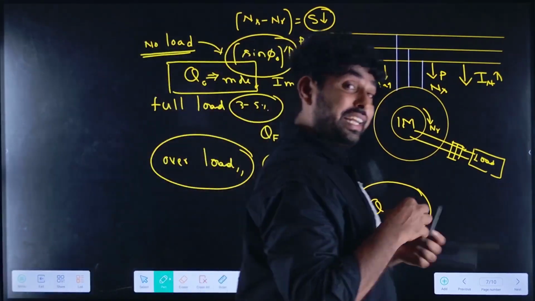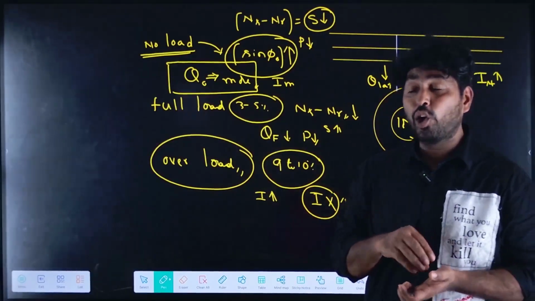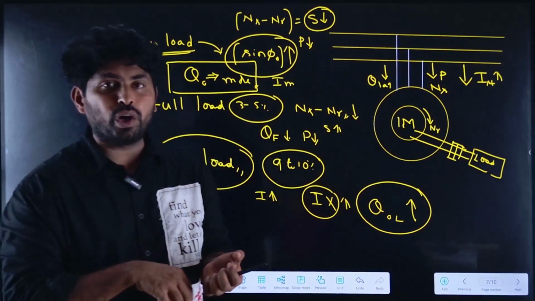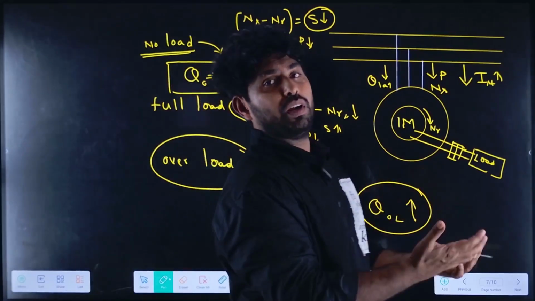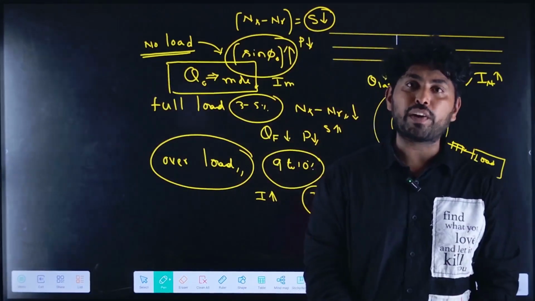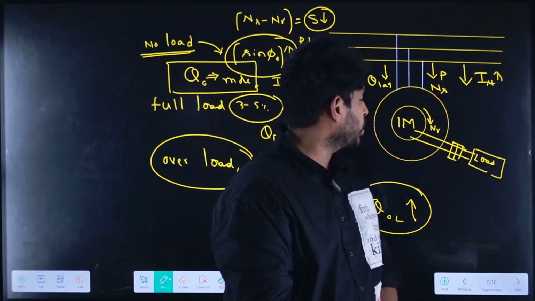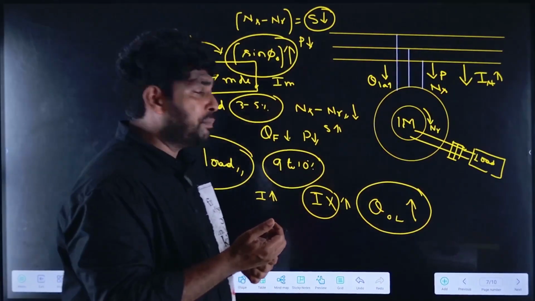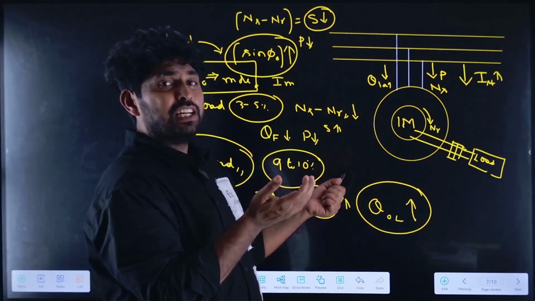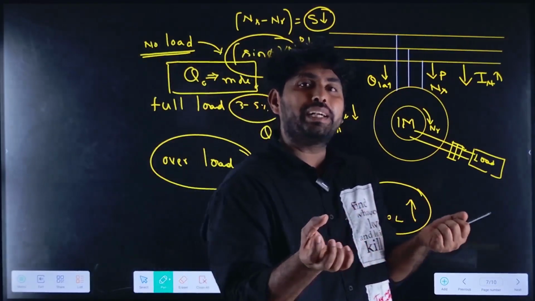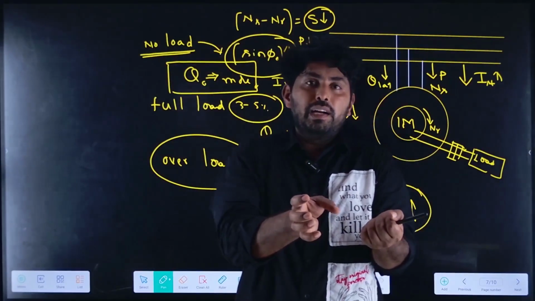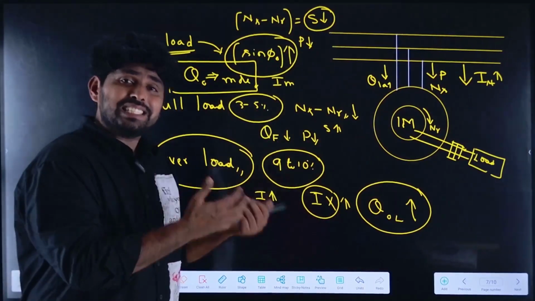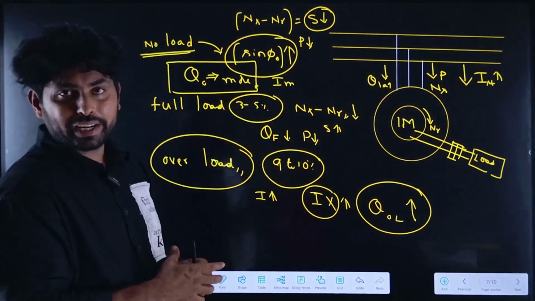So in an induction motor also, the role of reactive power is significant. When it is operating at no load, it has to take more reactive power from the source, and when it is operating at full load, the slip increases. So some of the power will be shared by the active power, right? So the reactive power requirement is less when compared to the no load condition.